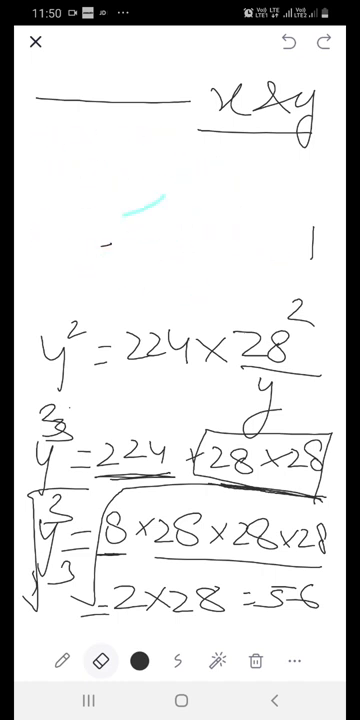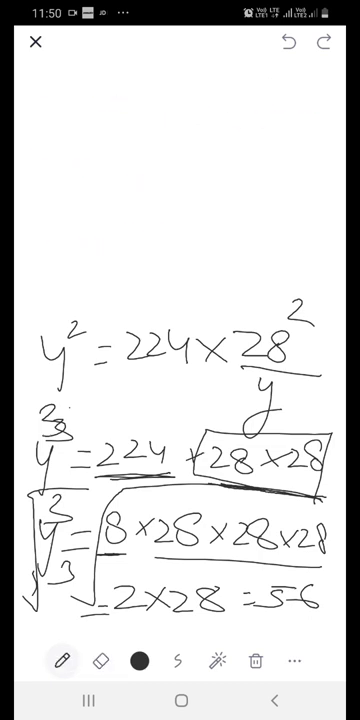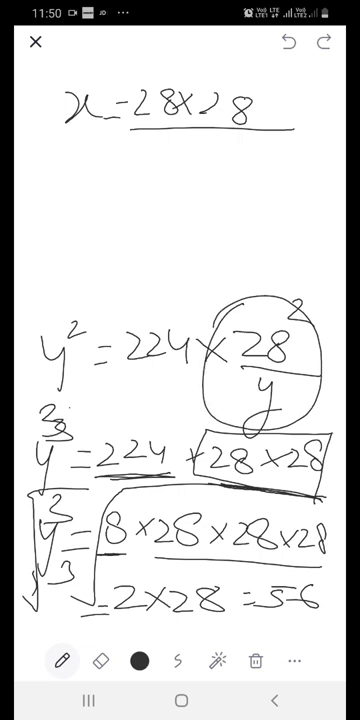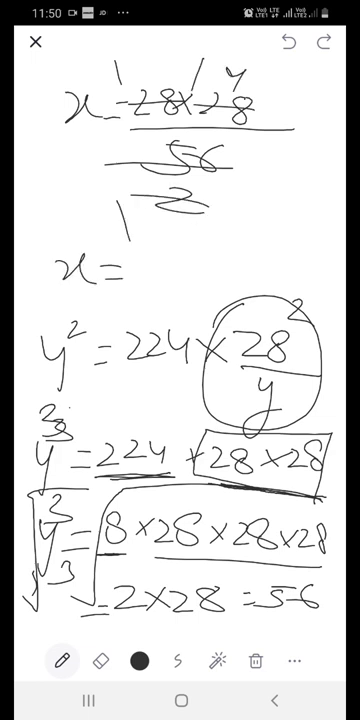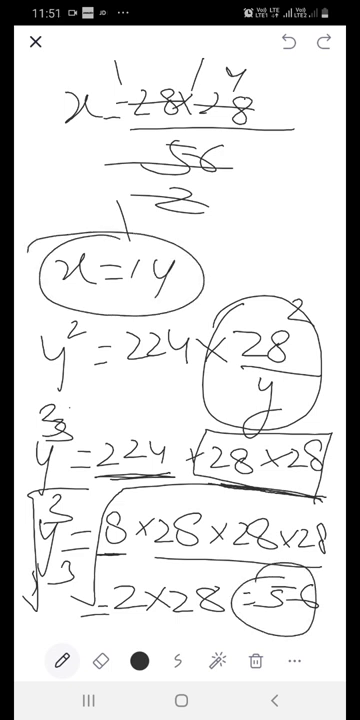And what was the value of x? The value of x was 28 square, that is 28 into 28 upon y. And y we have calculated as 56. 28 2s are 56, 2 1s are 2, 14. So x is equal to 14, and y is equal to 56. Again you are going to write it in a statement. Therefore the two numbers are 14 and 56.